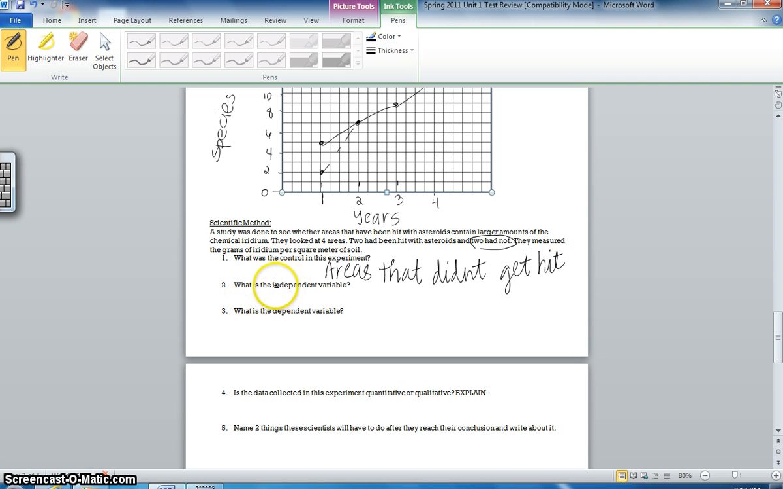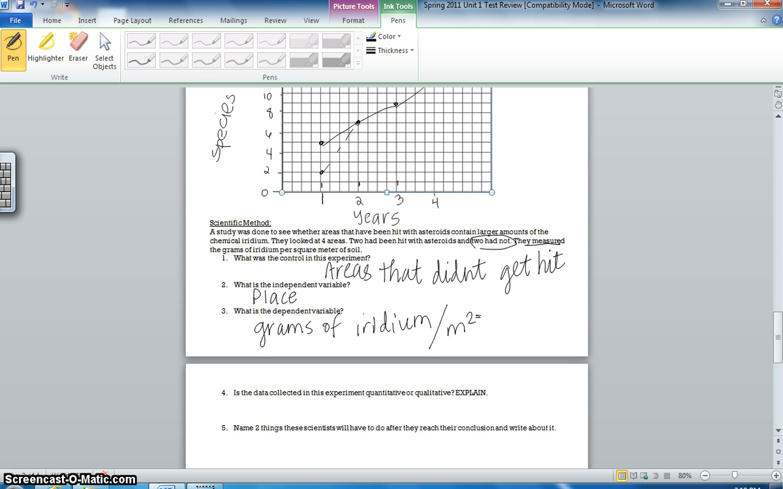The independent variable is the place. So they tested different places, and what they measured was grams of iridium per meter squared.